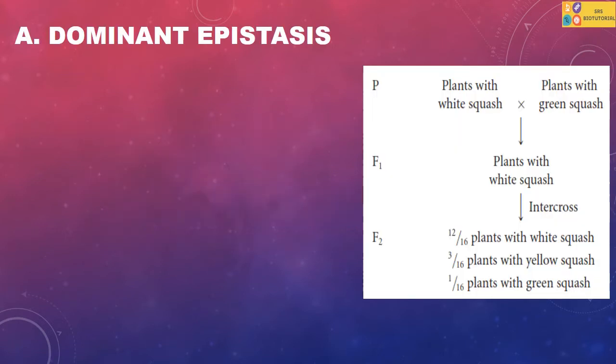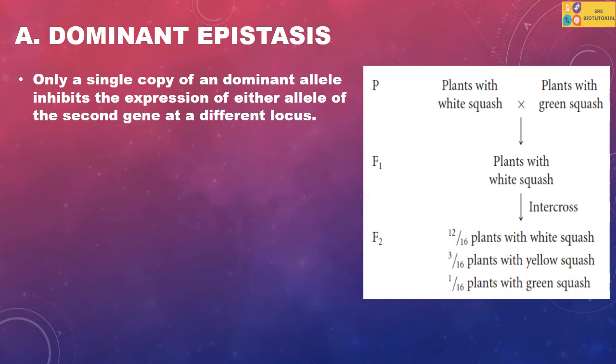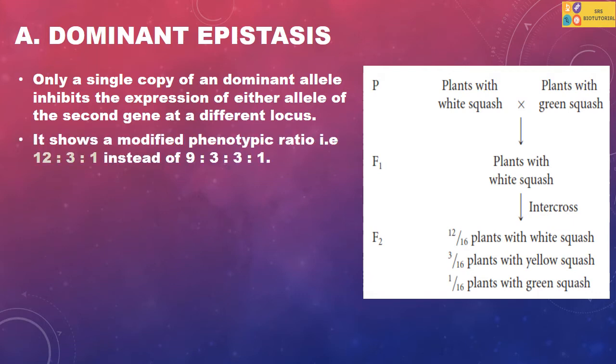Dominant epistasis. If only a single copy of a dominant allele inhibits the expression of either allele of the second gene at a different locus, it is said to be dominant epistasis. It shows a modified phenotypic ratio, that is 12:3:1 instead of 9:3:3:1. Example: inheritance of fruit color in summer squash.